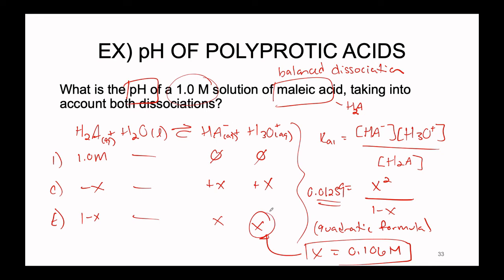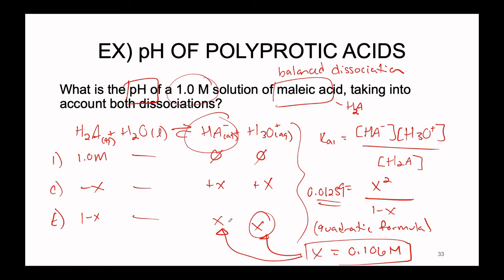However, the problem is not yet entirely finished, right? This was only the first dissociation. We're not going to calculate a pH yet, because what we want to find is whether the dissociation of the weak base leads to a significant increase in this concentration of H3O+. So if we want to solve for the second dissociation, we need to start with the amount of HA minus that we have once we have reached equilibrium after this first step.